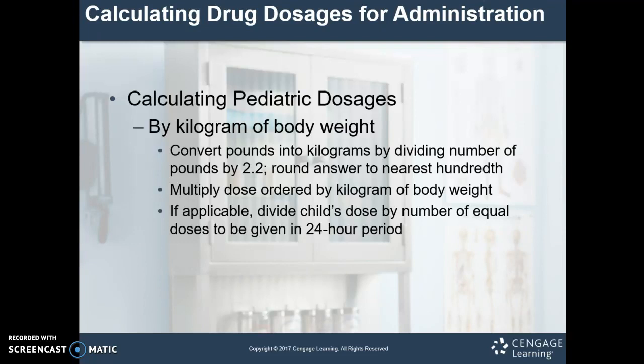So for example, if you've got 5 milligrams per kilogram and you have a 20 kilogram child, your dose would be 20 times 5 equals 100 milligrams. If applicable, you may need to divide the child's dose by the number of equal doses to be given in a 24-hour period.